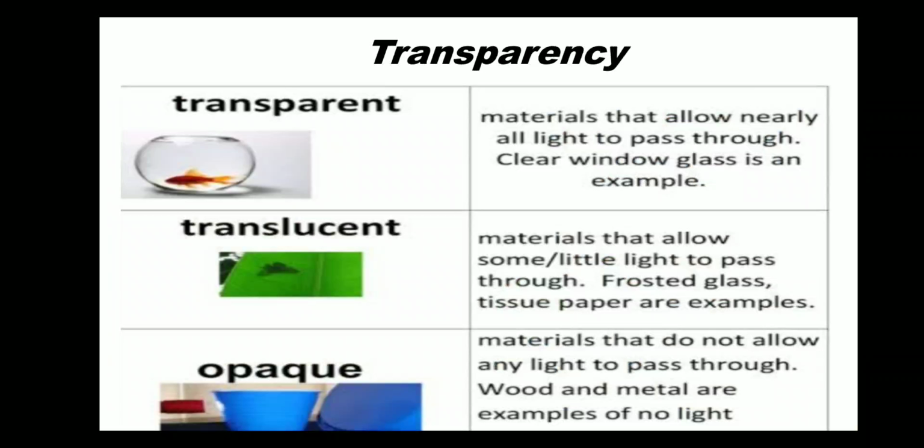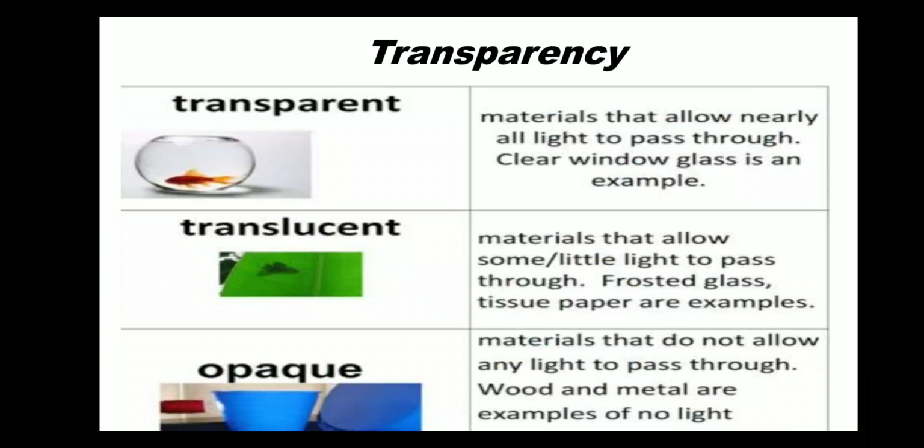Next, transparency. An object can be either transparent, translucent or opaque. So what is transparent object? Materials that allow nearly all light to pass through are called transparent objects. Okay. Example: clear window glass is an example of transparent object. Also, clean water is also example of transparent. Okay.